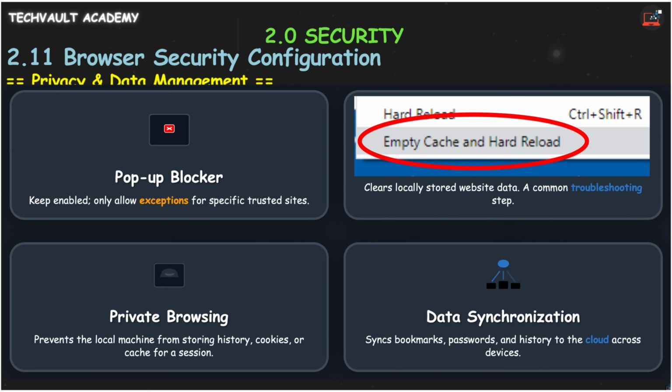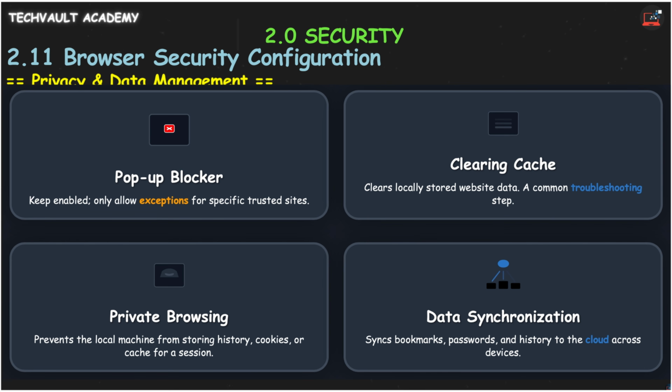The cache stores website data locally to speed things up, but it can become corrupted or outdated, causing issues. For true privacy on a public or shared computer, use private browsing mode. This ensures no history, cookies, or cache are saved to the local machine once you close the window.